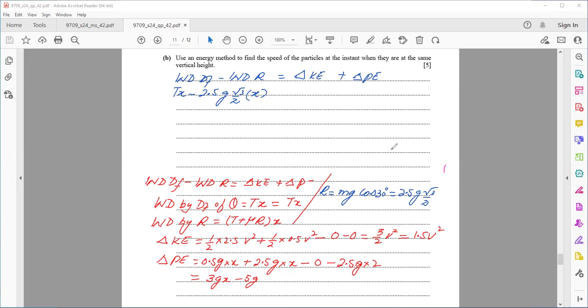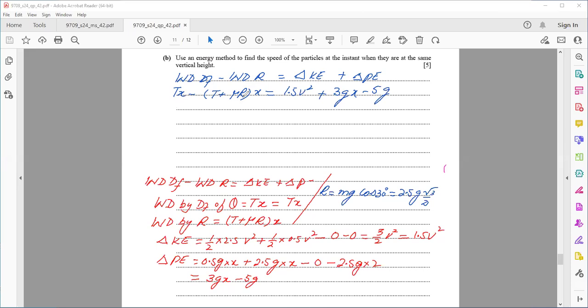Okay, sorry, the total resistance is not over here. The total resistance is this one, if I'm not wrong. The total resistance is T plus mu R. T plus mu R times X is equal to the change in kinetic energy, 1.5 V square, plus change in potential energy, 3gx, and minus 5g, if I'm not wrong.